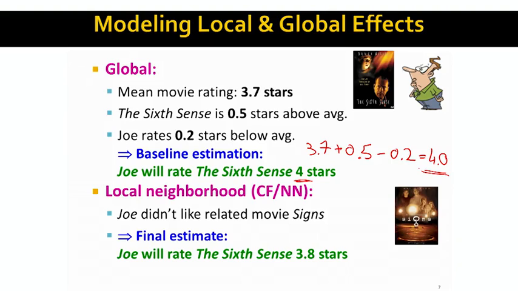On the other end of the spectrum, we can use very local neighborhood properties of a given user and a given movie to make recommendations. And this is what collaborative filtering does. The idea would be the following: I would like to estimate what other movies similar to the Sixth Sense Joe also rated, and based on this, I would make a recommendation. Based on these kinds of signals, I would then make a final estimate that Joe is going to like our movie or rate it with 3.8 stars.